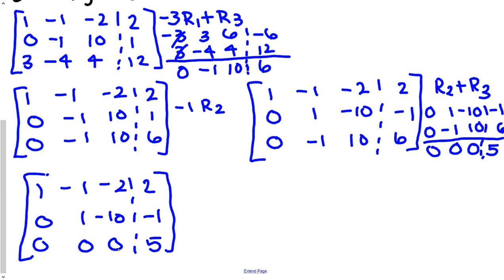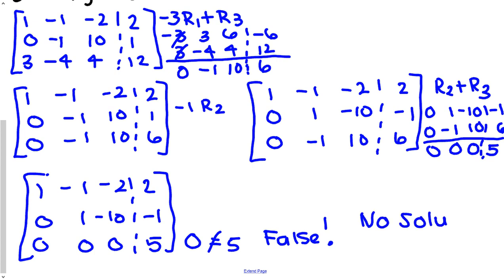So this is the end, and my whole bottom row is all zeros, except for the constant. What this means is that 0 equals 5. That's what this last row is telling me. 0 does not equal 5. This is a false statement. Because this is a false statement, we say there are no solutions. So it is possible to end up with a false statement there.